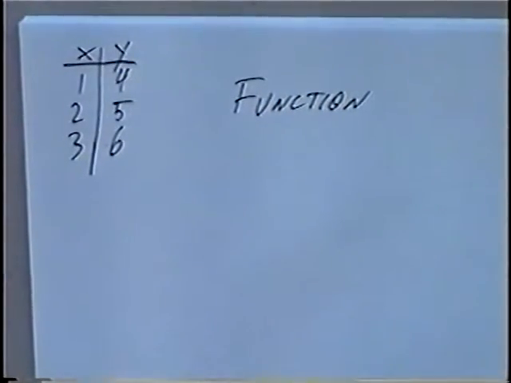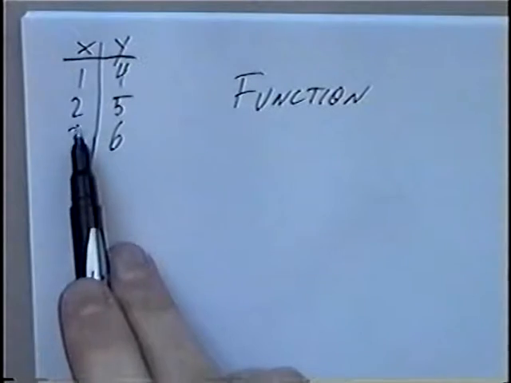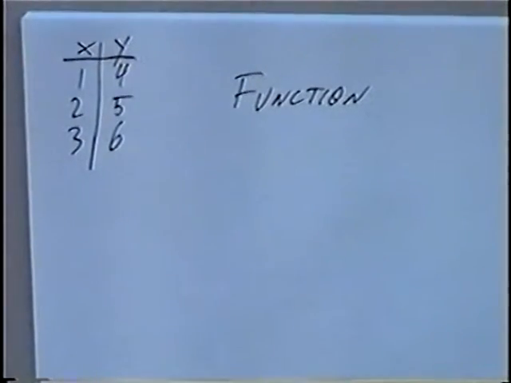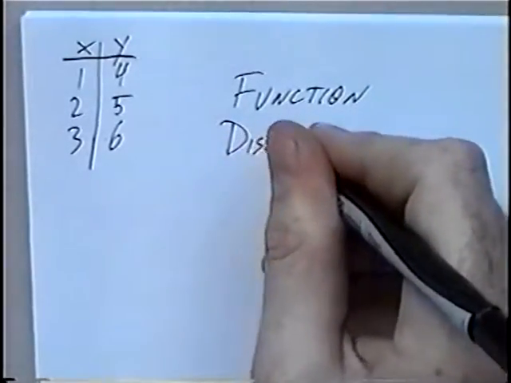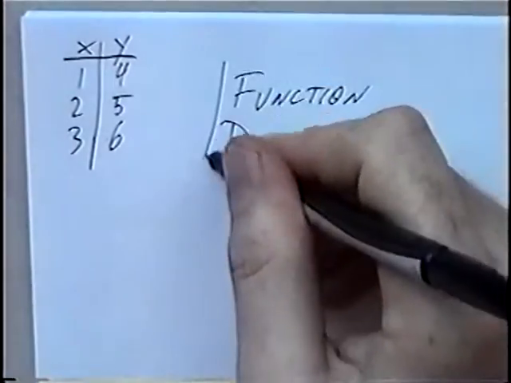The second question, is it discrete or continuous? Looking at a table of values, there's 3 points, 1, 4, 2, 5, and 3, 6. There are 3 points in this graph, or a set of points, which will make it discrete. Anytime you can count up the number of points, it would be discrete.